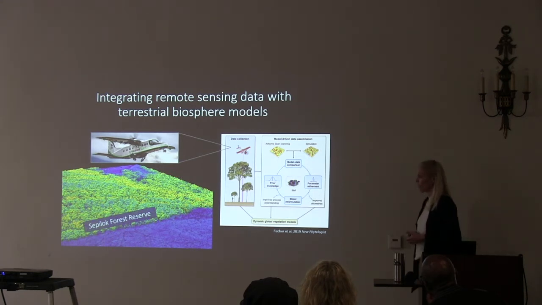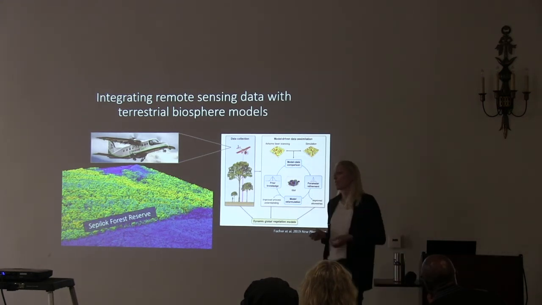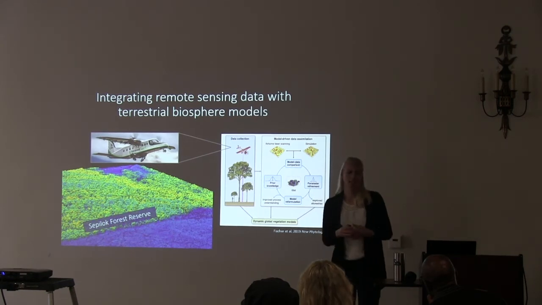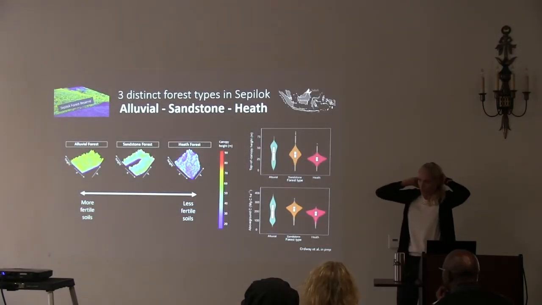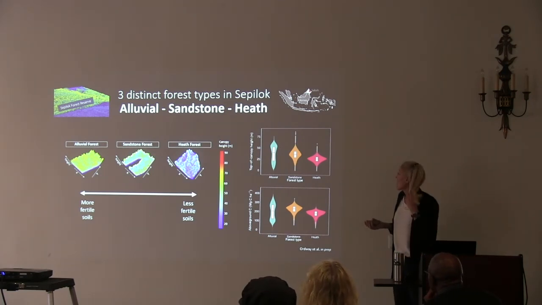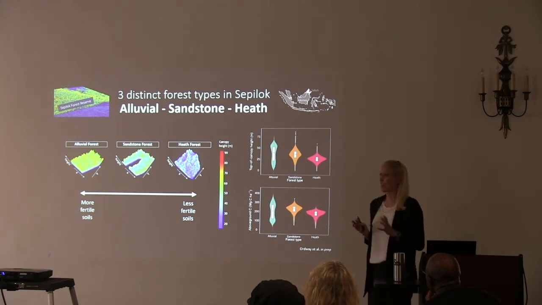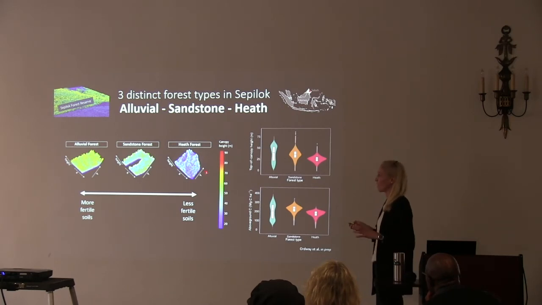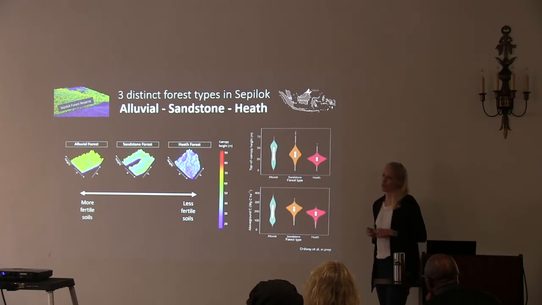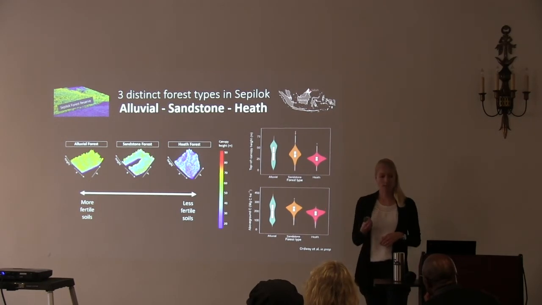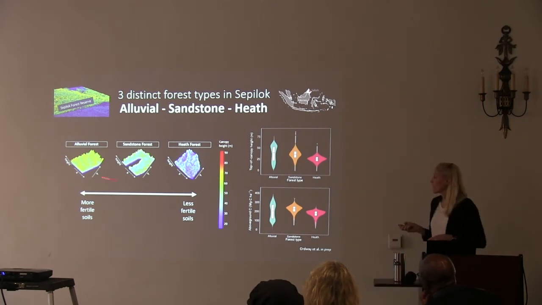focusing on one site called Sepilok Forest Reserve, which is a really interesting site because it spans an edaphic gradient. In Sepilok, which has been well characterized by quite a few different research groups, there's a topoedaphic gradient from higher fertility. I should say across the tropics, soils are incredibly nutrient poor, but this is a relative scale. So alluvial forests in Sepilok have relatively more fertile soils compared to heath forests on the other end of the spectrum that have much more nutrient poor and very acidic podzolic soils. And then in the middle you have these sandstone forests.